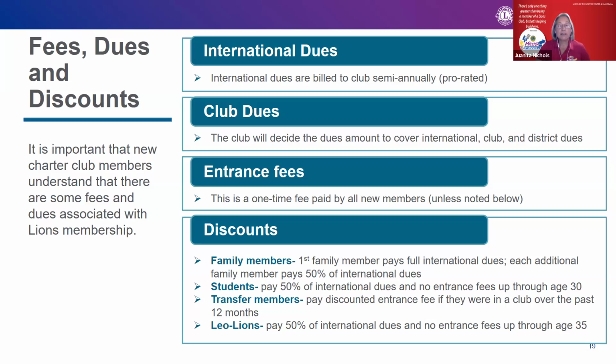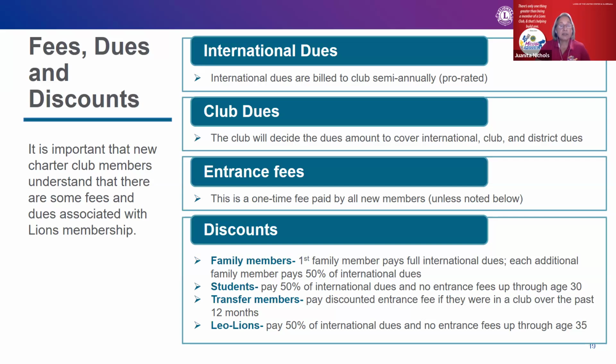The club dues: the club will decide the dues that they will charge in order to cover international, club, and district dues. So the club will decide on its own club dues, but they need to make sure that they cover all the dues that are required by international and their districts. The entrance fee, of course, we all know is a one-time fee paid by all new members. That is the $35. There have been instances where the district or the club has paid for the charter fee, the one-time fee. So that is something you might want to look into.